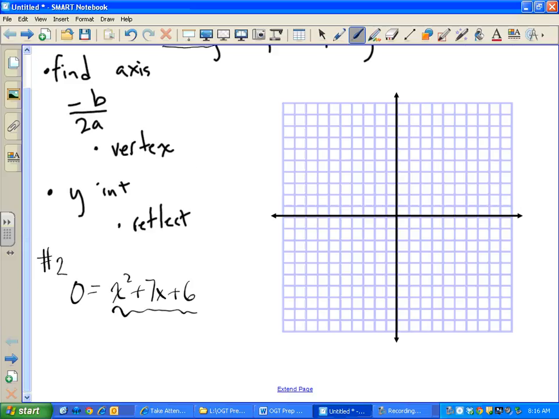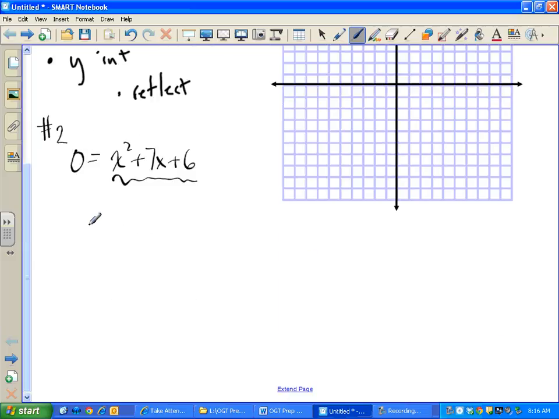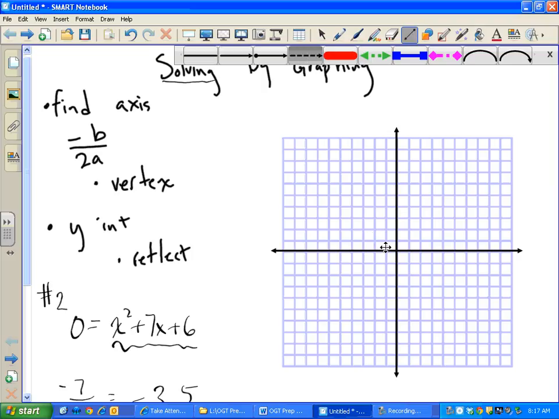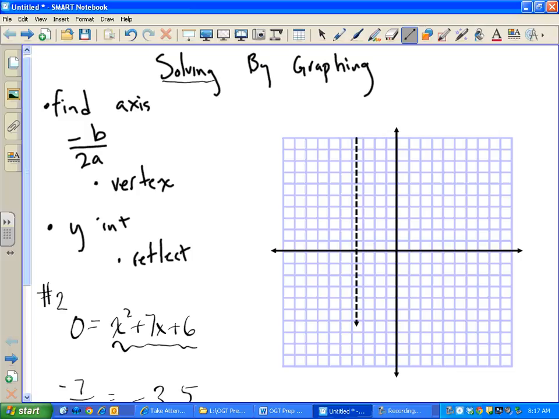When you graph this thing, we follow those steps. And those steps start with negative b over 2a. So we're going to find the axis of symmetry. That's negative 7 divided by 2 times 1, and you get negative 3.5. So let's everybody find negative 3.5 on your x-axis. That's going to be the axis of symmetry. It's pretty clear that that is approximately negative 3.5. Hopefully yours is a little better than mine.